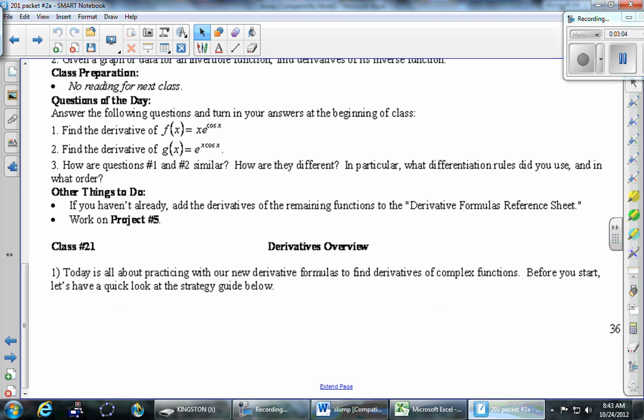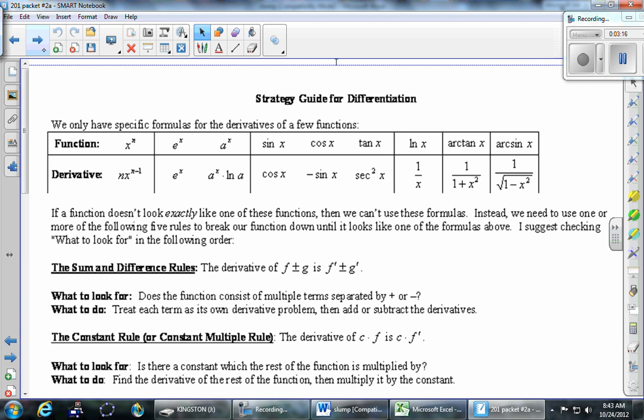Okay, so again on page 36, right here way at the bottom, it says today is all about practicing with our new derivative formulas to find derivatives of complex functions. Before you start, let's have a quick look at the strategy guide below. So the strategy guide starts on the next page, and I will tell you that this strategy guide is the same as the thing on the first page of the packet. So you'll rip it off the first page when it comes test time, but we'll use this one right here.